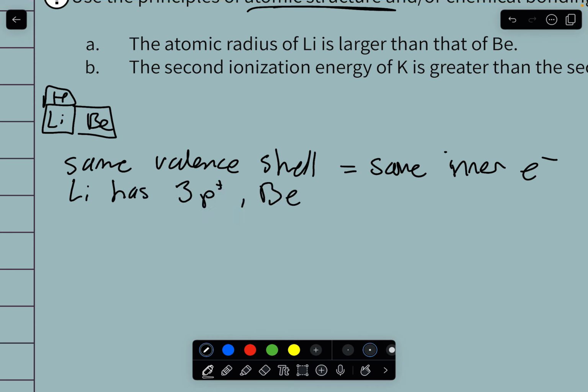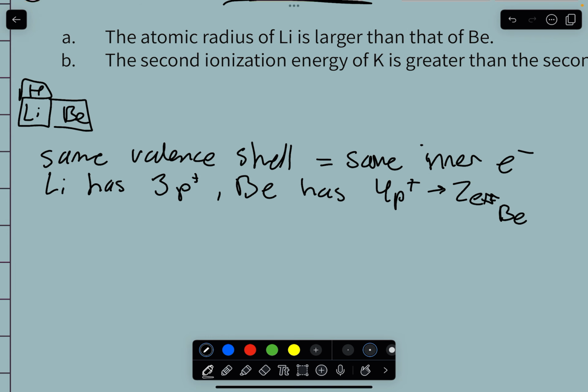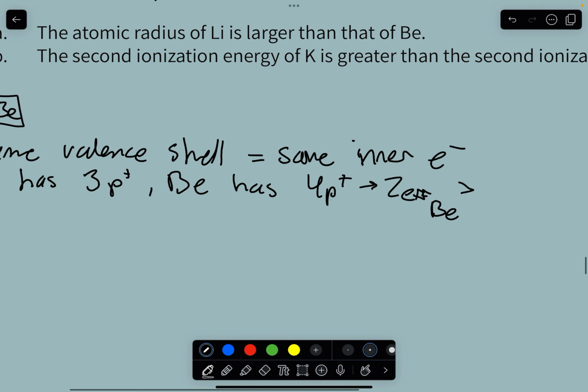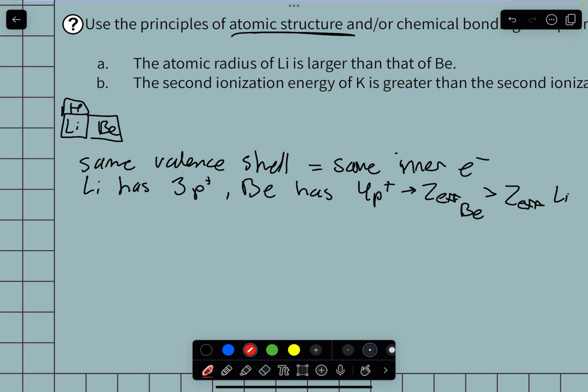And we know that beryllium has 4 protons based on the atomic number, the number it falls on the periodic table. So that tells us that the Z effective, the nuclear charge of beryllium, is going to be greater than the effective nuclear charge of lithium from these two facts: same inner electrons and a different number of protons.